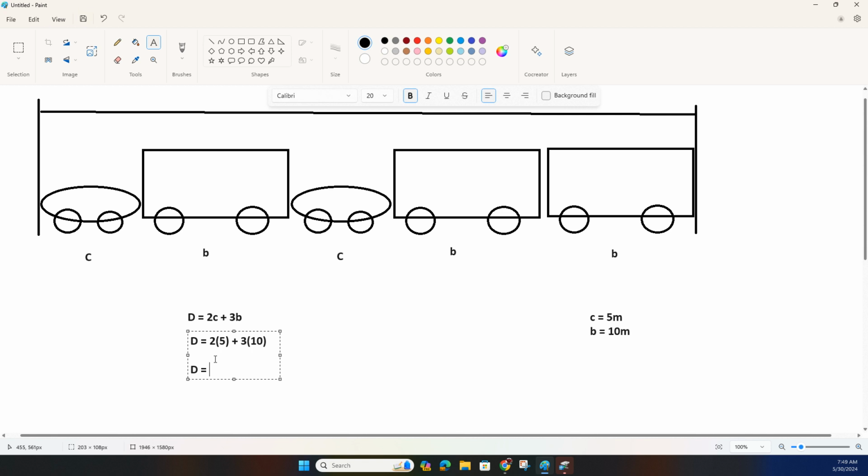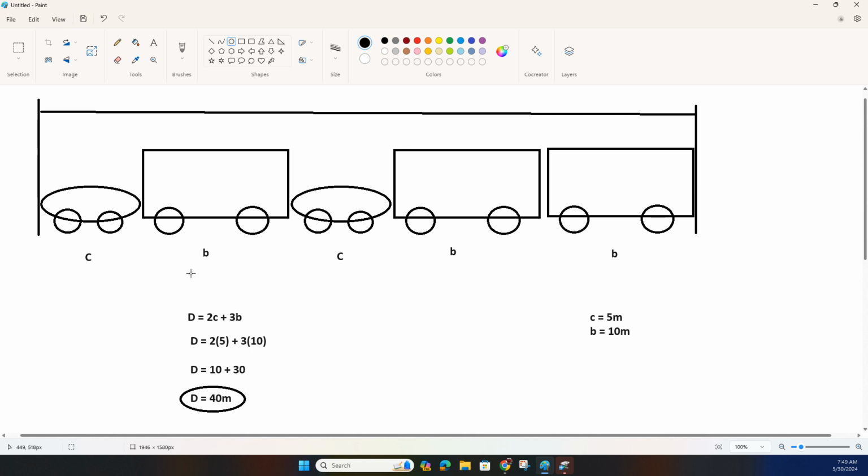So 2 times 5, yep, that's 10. Plus sign drops down. 3 times 10, yep, that's 30. Next line of math. D drops down, equal sign drops down. And the last operation I have is just to simplify this addition. So 10 plus 30 is 40. And I'm not quite done yet because I have to have my unit. It's 40 meters. And I absolutely need to make sure I'm circling my answer.